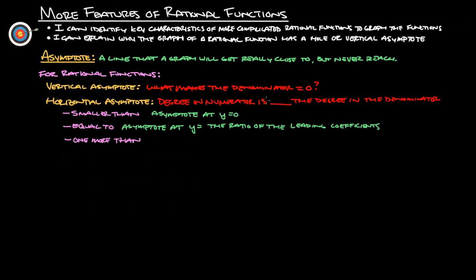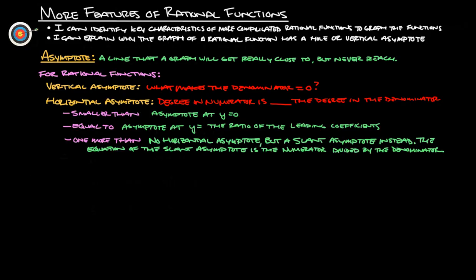If the degree in the numerator is smaller than the degree in the denominator, then there's an asymptote at y equals 0. If it's equal, there's an asymptote at y equals the ratio of the leading coefficients, and we'll take a look at that in our first example here. And if it's one more than, there's no horizontal asymptote, but a slant asymptote instead, which means instead of a horizontal line, it's going to be a diagonal line, something that's got a slope on it.